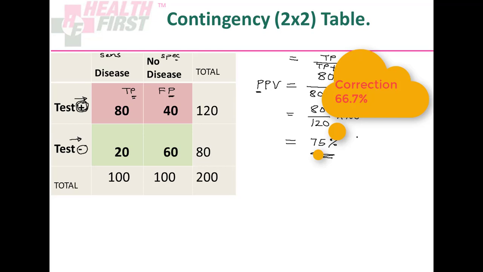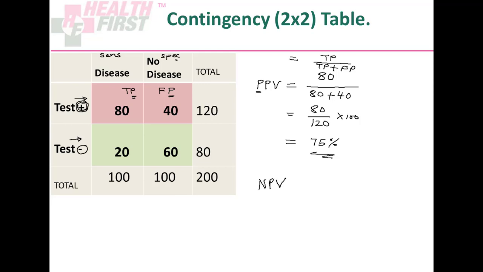Right, so the positive predictive value of this test is 75%. Right, so what about the negative predictive value? You can pause the video right now and then calculate it and then check your answer. Okay, let's calculate the negative predictive value.